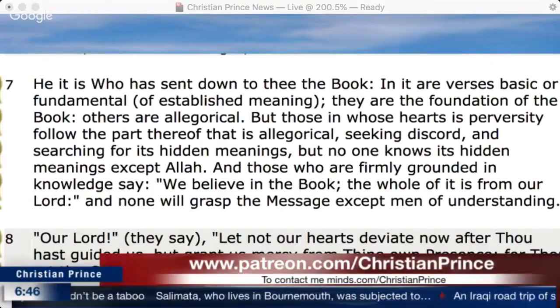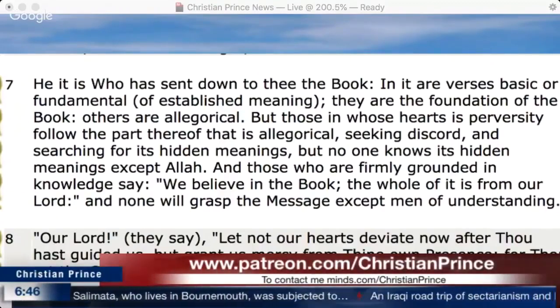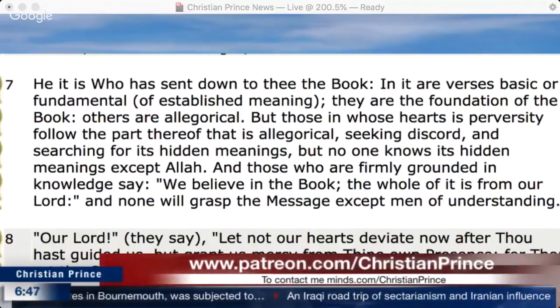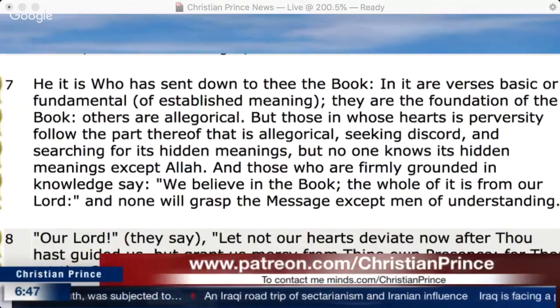Just to mislead them and expose how they seek fitna through those verses. It says, my friend, nobody knows their meaning save Allah. That's why Allah says that they go outside the Quran seeking meaning. Let me explain that to you.